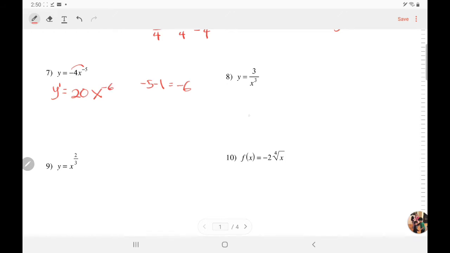Number 8 is different. Always rewrite y in exponential form. So if x is on the bottom, rewrite it such that it is on the top, but when you move that, the exponent changes in sign. So I rewrote that. Now differentiate this. Multiply the constant with the exponent, that's negative 9x. Subtract 1 from negative 3, and that is negative 4.